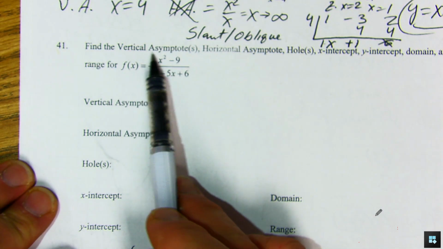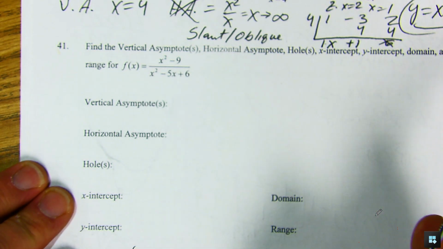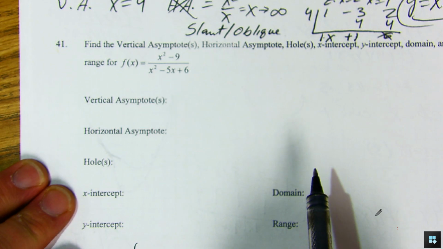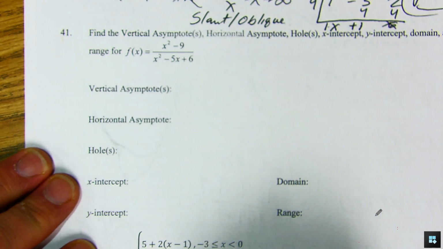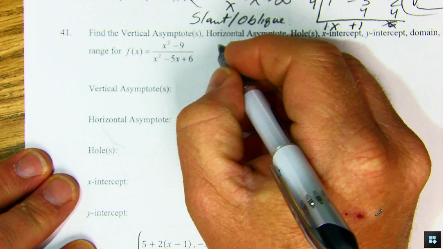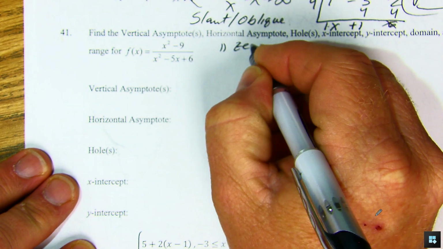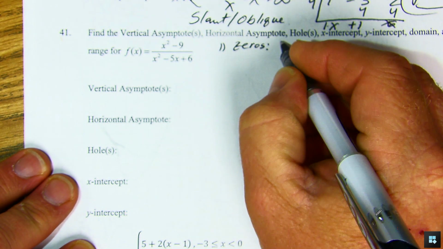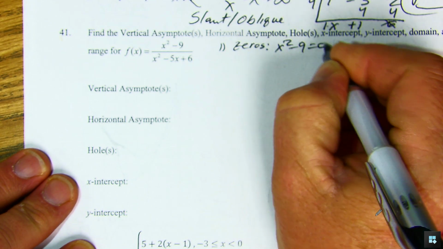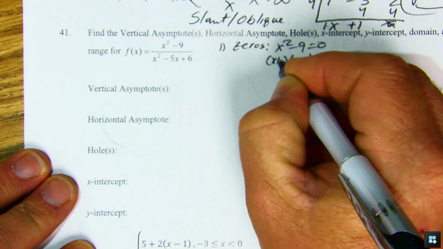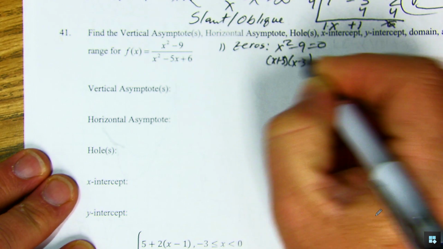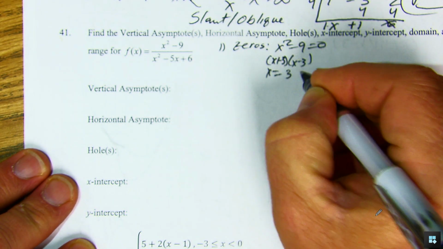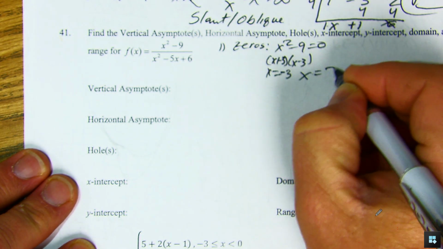Says find vertical asymptotes, horizontal asymptotes, holes, x-intercept, y-intercept, domain, and range. So basically, let's do our 1, 2, 3. I would do the zeros first, which are going to be your x-intercepts. So I would take x squared minus 9 equals 0, x plus 3, x minus 3. We get x equals negative 3, and we get x equals 3.